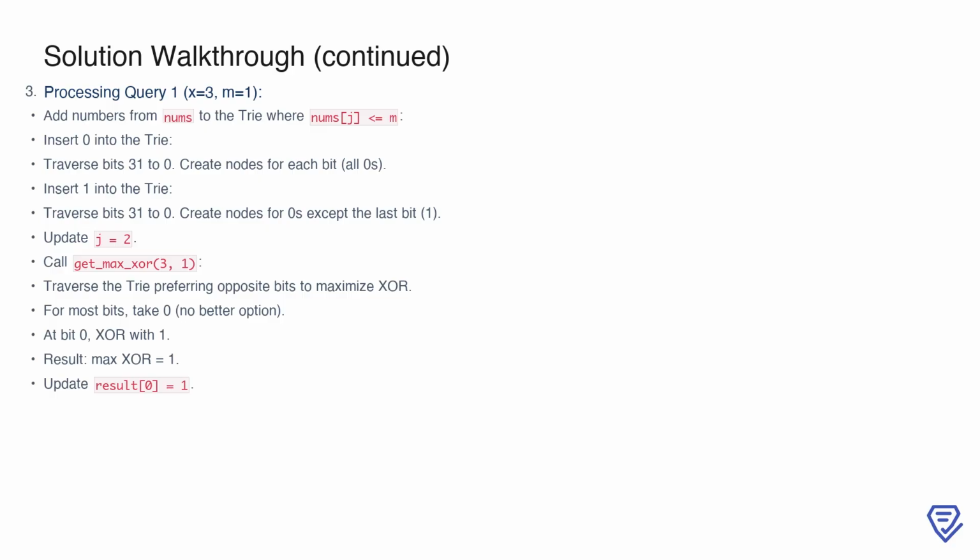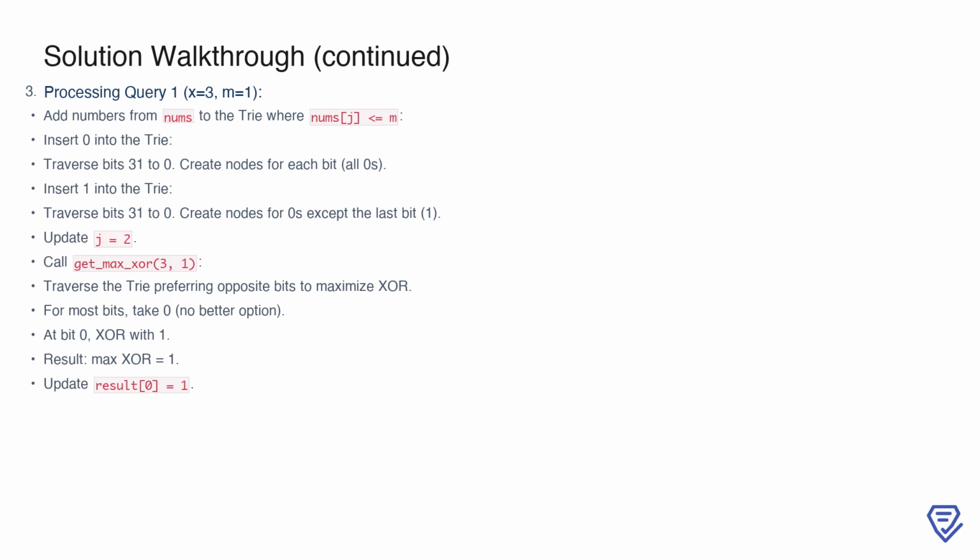Starting with j equals 0, we insert 0 into the tree. This involves traversing all 32 bits of the number, creating new nodes for each bit, which are all zeros in this case. Next, we insert 1 into the tree. Again, we traverse all 32 bits, creating nodes for zeros except at the last bit, which is 1. After inserting these numbers, we update j to 2, as we've added 2 numbers to the tree.